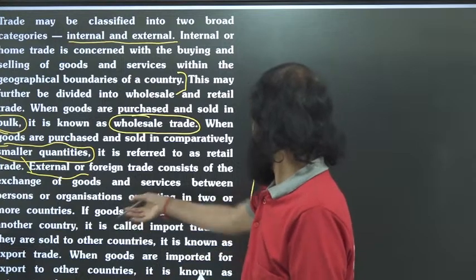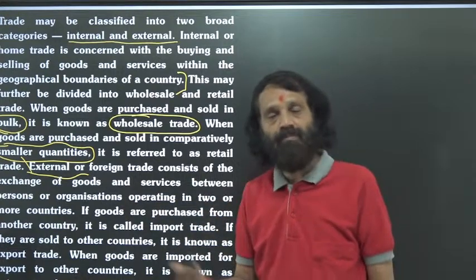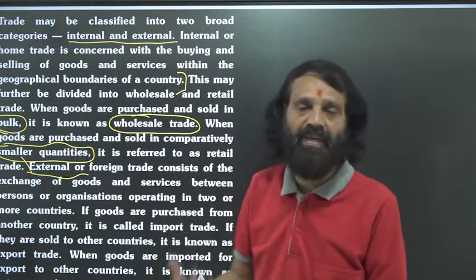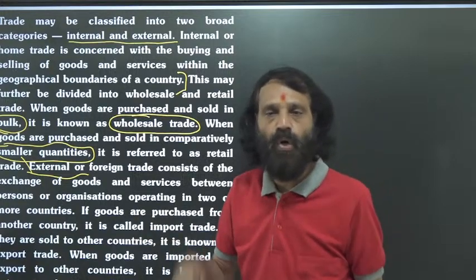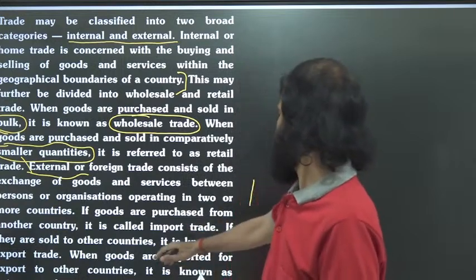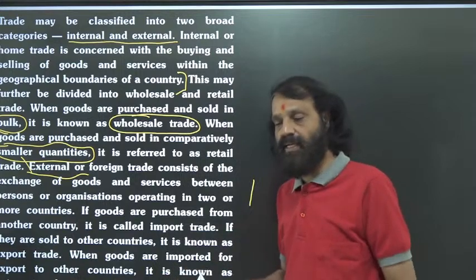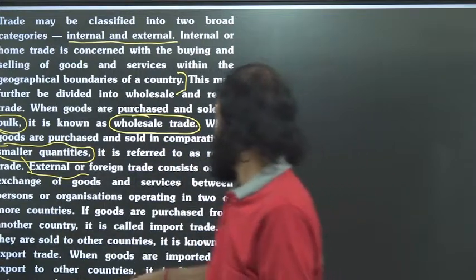Okay, if goods are purchased from another country, it is called import. If we buy goods from another country, for example, from America, England, Japan, or China, then that is an import. We are importing goods to India. If they are sold to other countries, it is known as export trade. We buy from another country, then we sell that to another country, then that is an export.